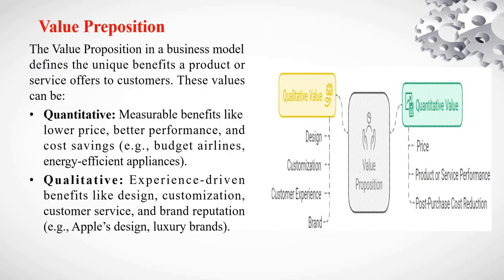Now we will see what a value proposition is. It is not preposition, it is proposition, with an O. So the value proposition is a key component of a business model that defines the unique value a company delivers to its customers. It explains why customers should choose a product or service over competitors. This value can be based on various factors that fulfill customer needs, solve problems, or improve their experience. There are two types of value propositions.